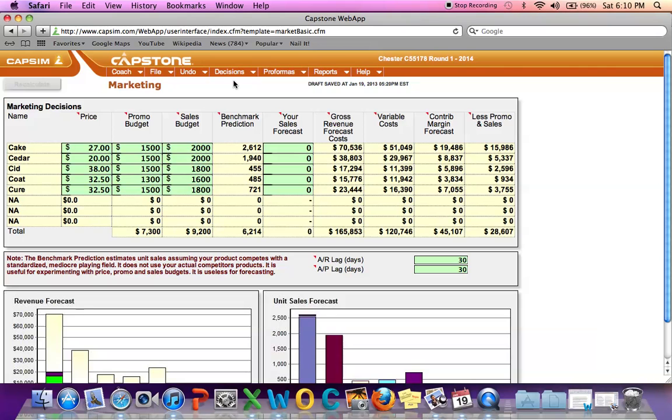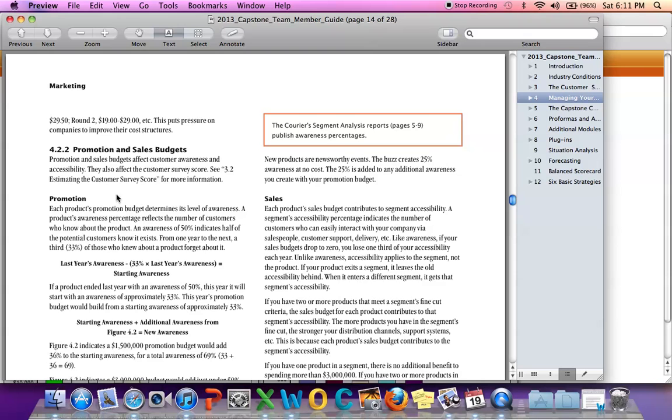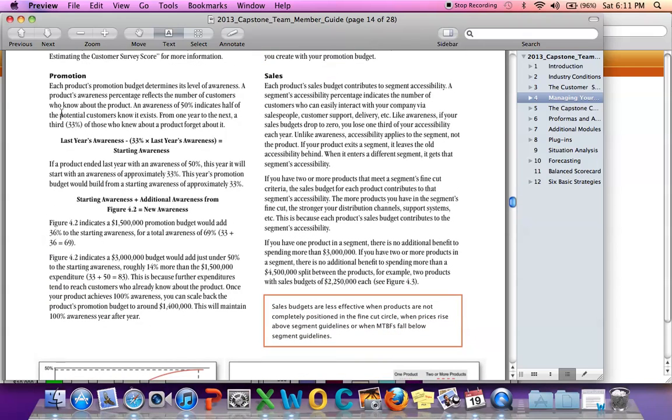Promo budget. Promo is promotions. An increased budget in promotions is going to increase your product awareness out in the marketplace. And this is where it's really important for you to jump into the Capstone Team Member Guide and just read the portion on promotions, because it's going to tell you some real important stuff. From one year to the next, for example, as it reads, a third, or 33%, of those who know about a product forget about it.